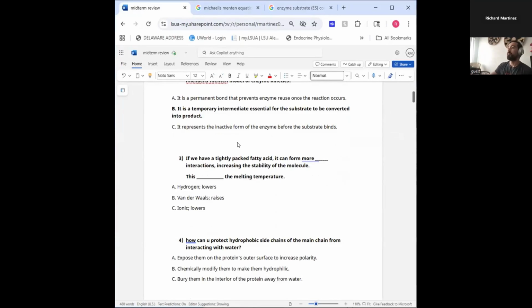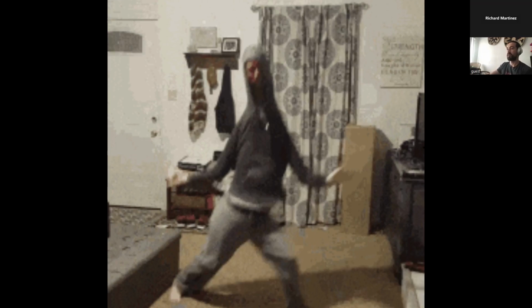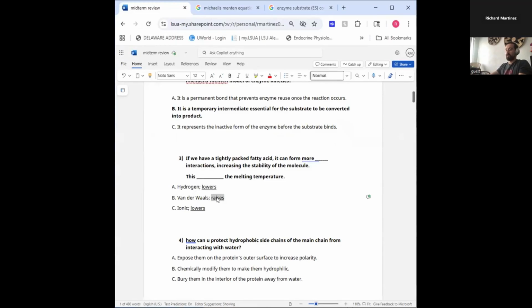Okay. Here's question number 3. If we have a tightly packed fatty acid, it could form more what kind of interactions? And then also that would increase the stability of the molecule. This blank, the melting temperature. So right away, we're going to look at the answers. A, hydrogen lowers. B, van der Waals raises. C, ionic lowers. So we're seeing lowers, lowers, and raises.